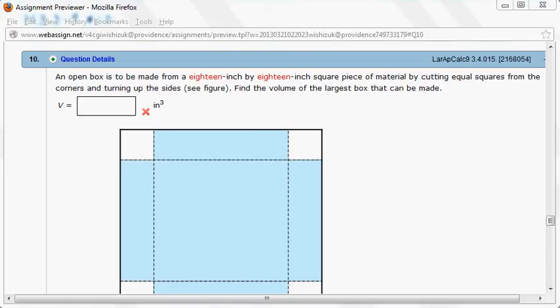Okay, let's look at homework 3.3, 3.4, number 10. So we have a square sheet and we take off equal squares off all four corners and fold it up to make an open box. And we want to make it as big as possible. So let's do that.